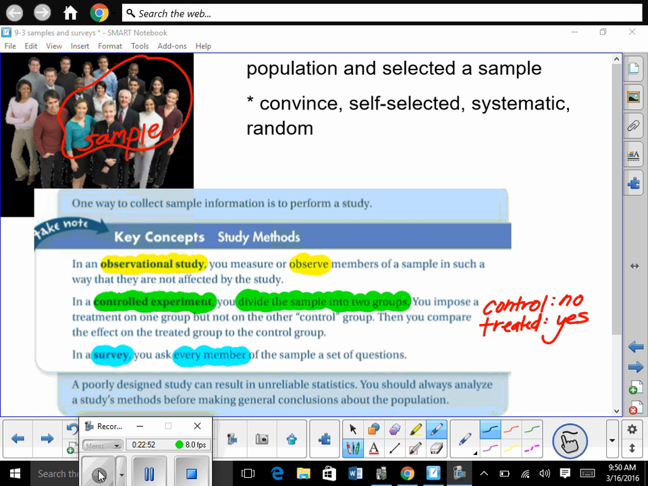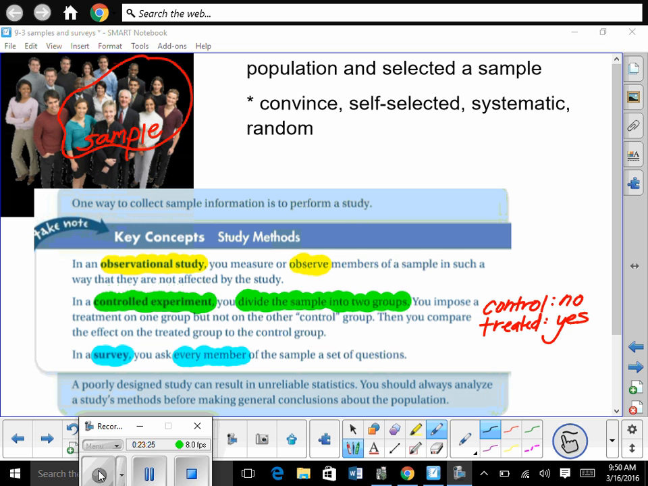Then there's a controlled experiment. In a controlled experiment, you divide the sample into 2 groups. You impose a treatment on one group, but not the other group. The group you do not impose the treatment on is called the control group. Then you compare the effect on the treated group versus the control group. So the control group doesn't get the treatment, and the treated group obviously gets the treatment.